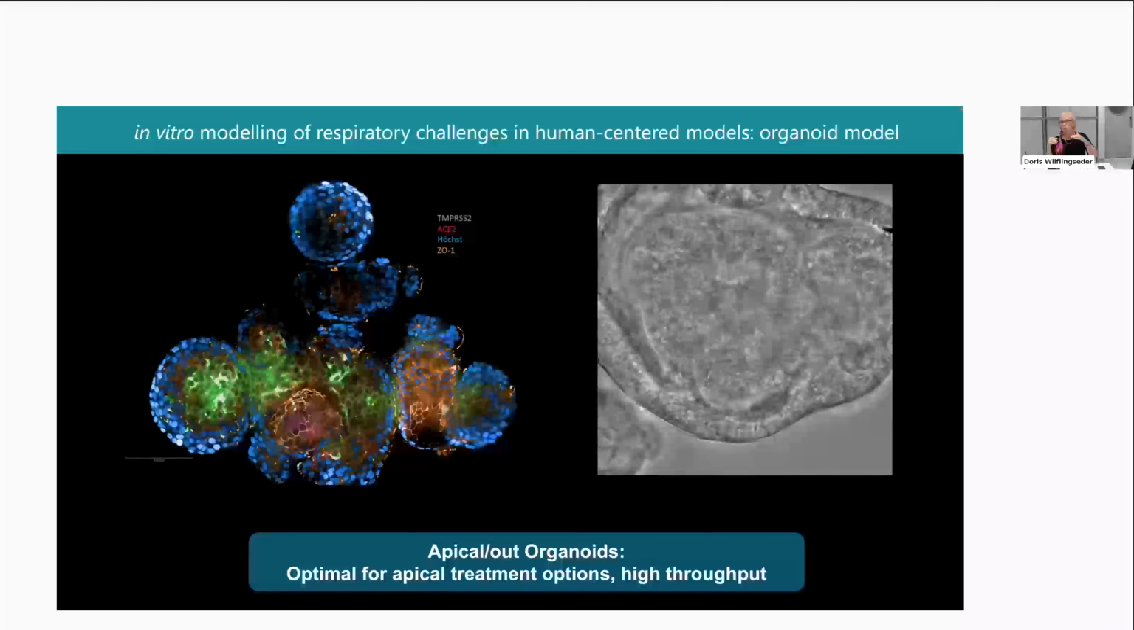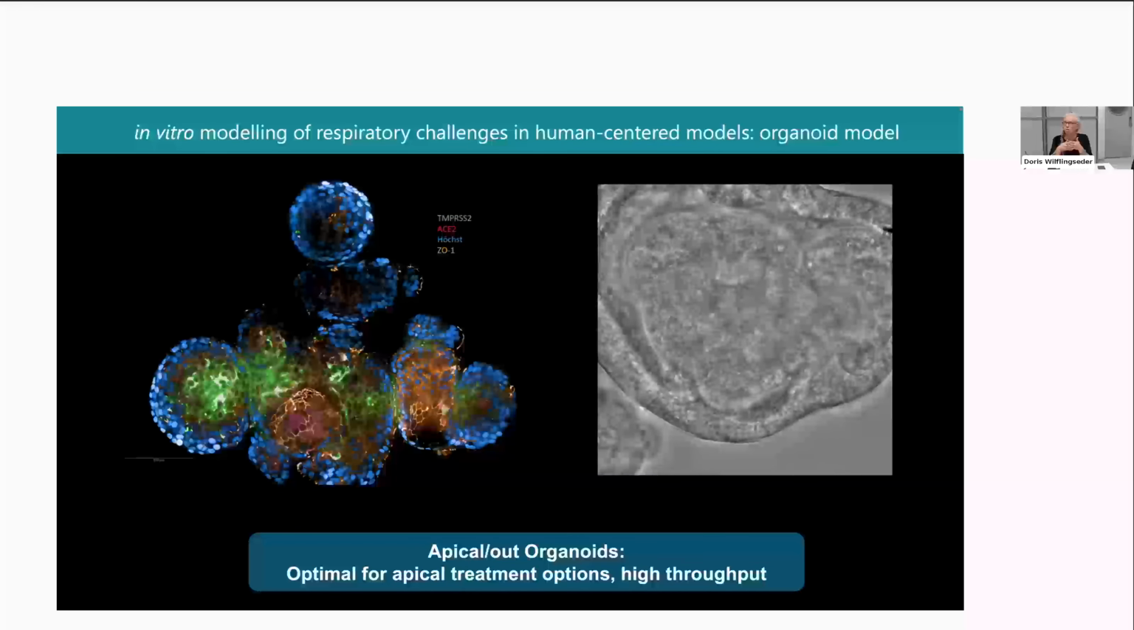On the one hand, the more physiologic system of the air-liquid interface, where we can easily introduce immune cells. On the other hand, the organoid system, which we turn into an apical-out polarity, and which is more appropriate for high throughput. And also in this system, we wanted to get rid of really all animal components.